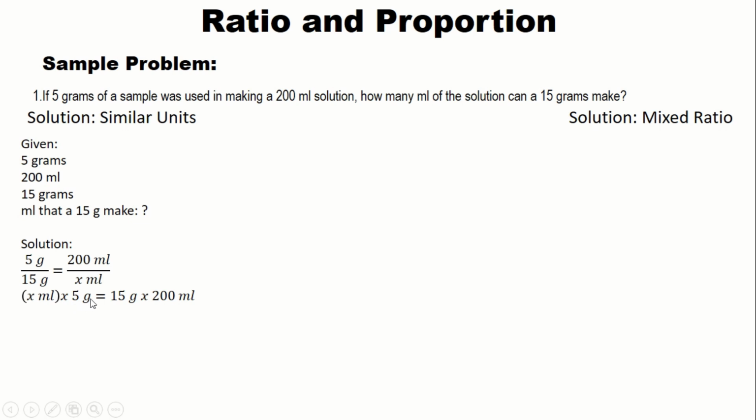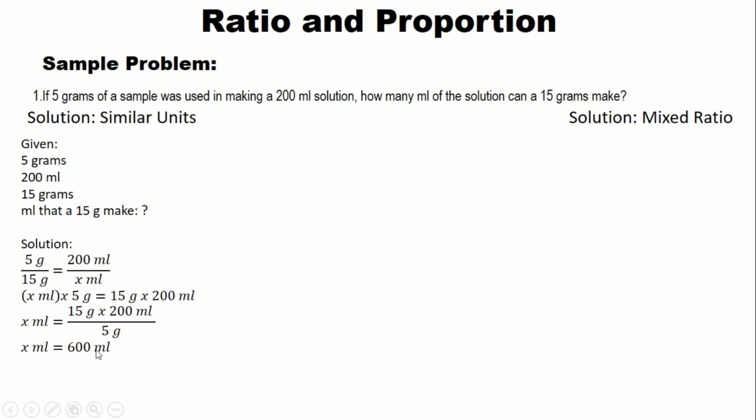x ml times 5 grams, so this is the cross multiplication. And then 15 grams times 200 ml. So since we are looking for the volume of 15 grams, we will divide both sides by 5 grams and it will look like this. So 15 grams times 200 ml divided by 5 grams, you will now have 600 ml.